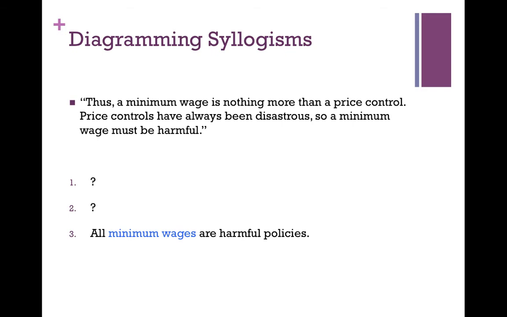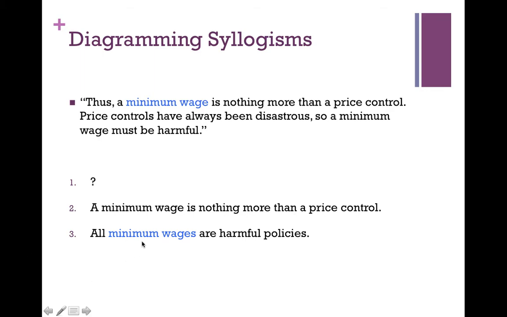Now let's look up in the argument above and see if you see the word minimum wage anywhere. And yes, there you go. The very first sentence, a minimum wage is nothing more than a price control. So we know that this is going to be the minor premise, right? Because the minor term is right here, and the minor term occurs in the minor premise.